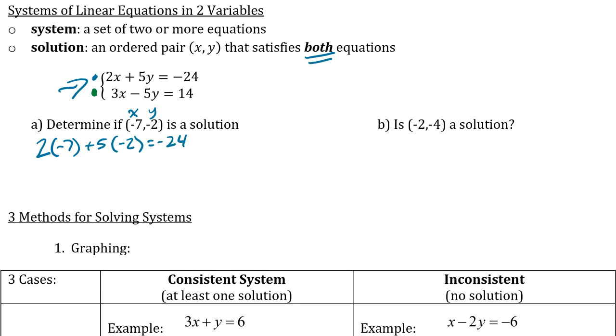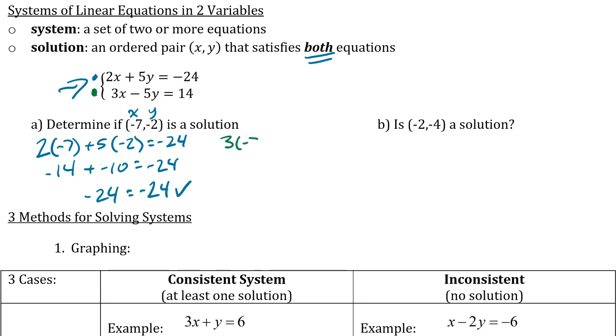We can go ahead and multiply. So this will be -14 plus -10 equals -24, which is -24 equals -24. That one works, so it satisfies the first equation. We can't stop there though, because remember it has to satisfy both, so we have to check both. So let's plug it into the second one.